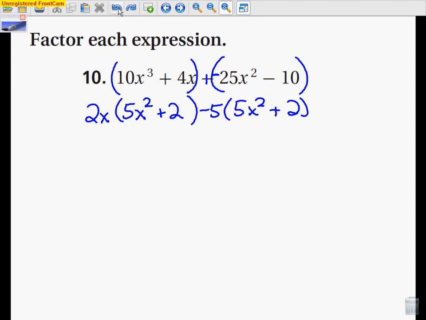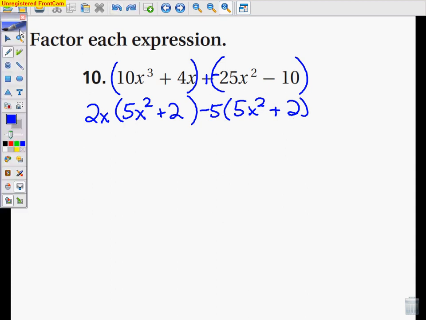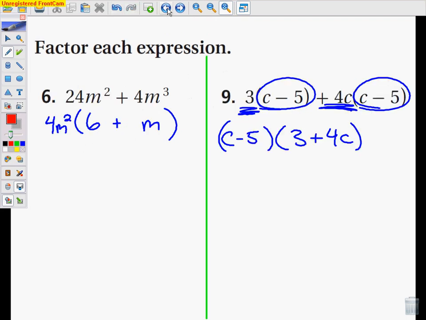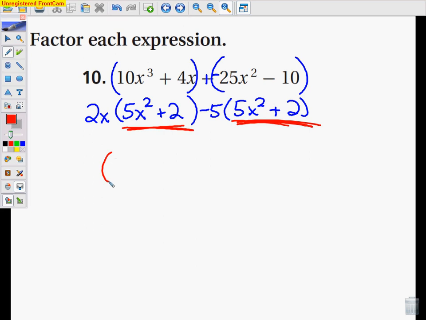Now, one thing that is important and crucial is that whenever you are factoring by grouping, the 2 parentheses must always be the same. If they're not the same, you've done something wrong. Now what you want to do is the same thing that you did in this previous problem over here, where you factored out the common binomial. You're going to factor out the common binomial here. You're going to take out that 5x squared plus 2. That's why they have to be the same. And then what you have left is a 2x minus 5, and that goes in the last parentheses. Okay? Always check to make sure that it's completely factored.